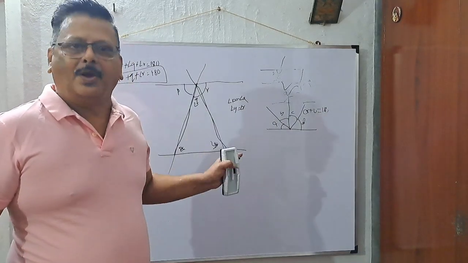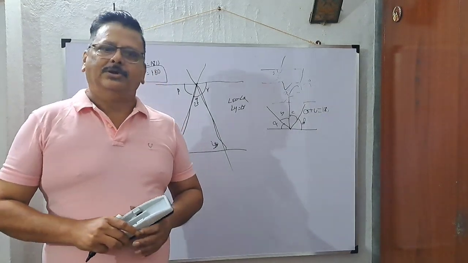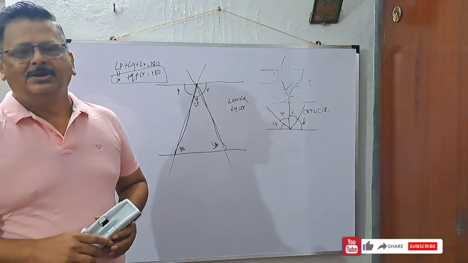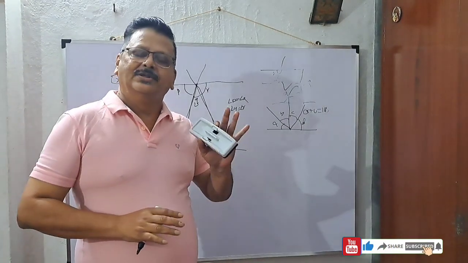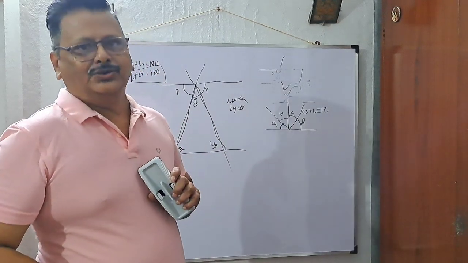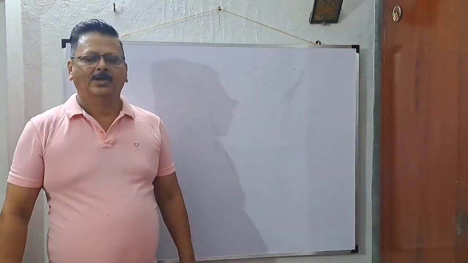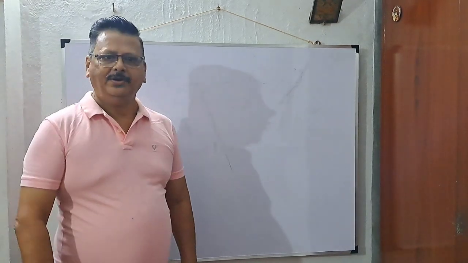Now this is what I told you about the angle sum property of triangles. There is one more property that we talk about as far as triangles are concerned. That is, the exterior angle is equal to the sum of the opposite interior angles. Can you have a look at it? I was talking about the exterior angle property of triangles.